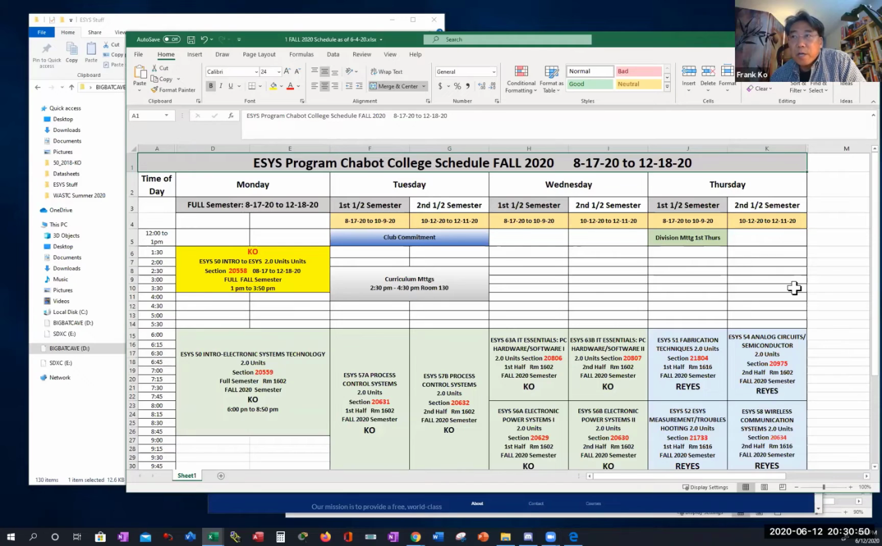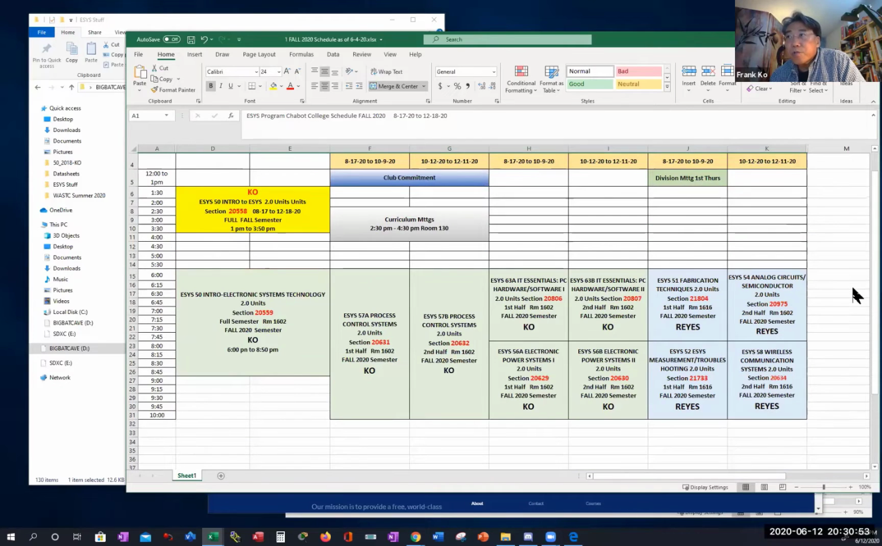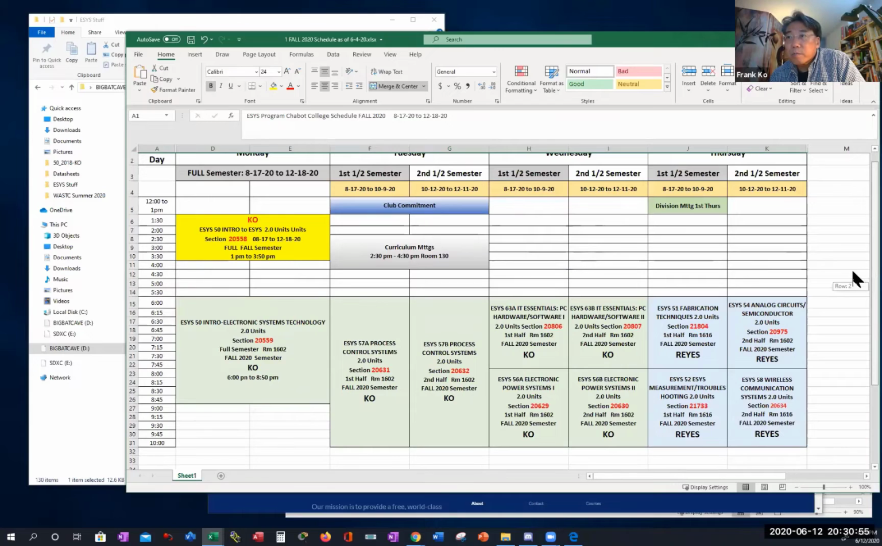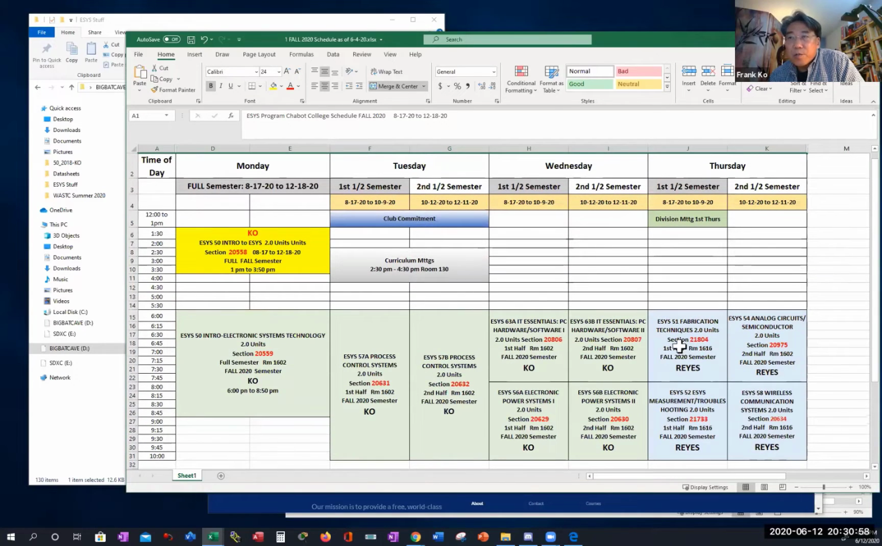On Thursday night, we happen to have these courses taught by Mr. Reyes. The first half of the semester, fabrication, where you're building and soldering lots of different projects together, and then wireless communication. So these two usually go hand in hand. The 51 and the 58 are a combination. First half of the semester, second half of the semester. Another combination that could take place on Thursday nights is the 52 and 54 combination. The 52 at the beginning of the semester, followed by the 54 at the tail end of the semester.